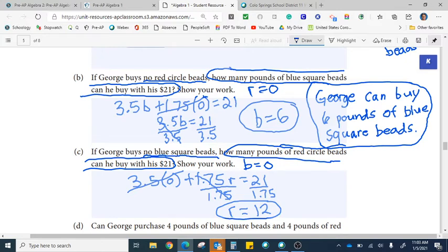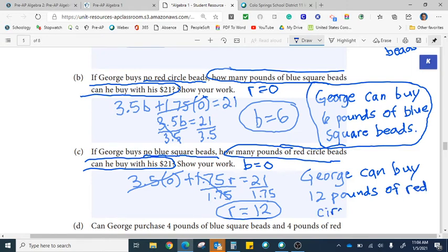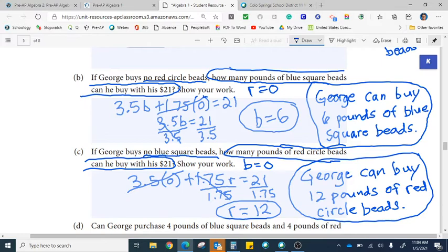Okay, all right, so we're going to restate that. We're going to say George can buy 12 pounds of red circle beads. Capitalization, punctuation: capitalize the first letter, put a period at the end of the sentence, and we're good to go for C.